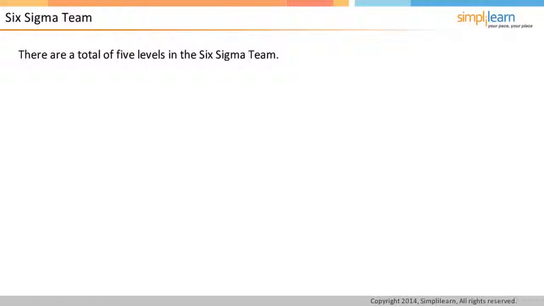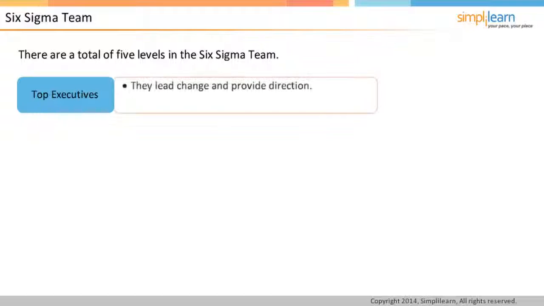Let us understand the structure of the Six Sigma team in this screen. There are totally 5 levels in the Six Sigma team. The first level consists of the top executives of the organization. These people lead change and provide direction as they own the vision of the organization. For any improvement initiative to work, it is important that top management of the organization be actively involved in its propagation. The top executives own the Six Sigma initiatives.